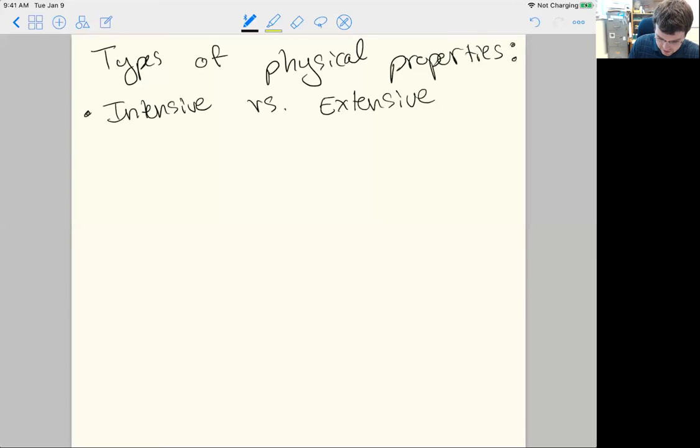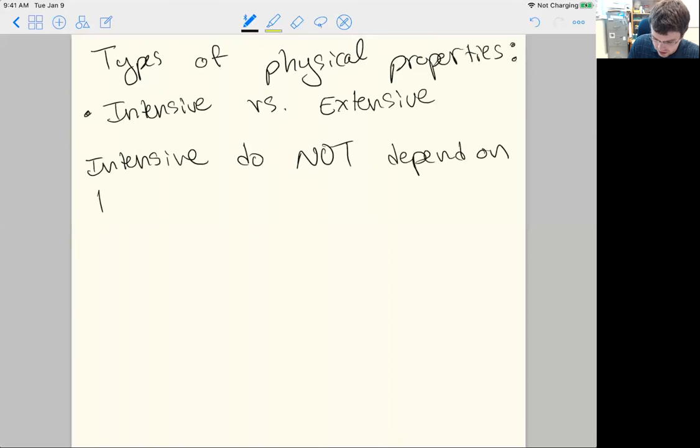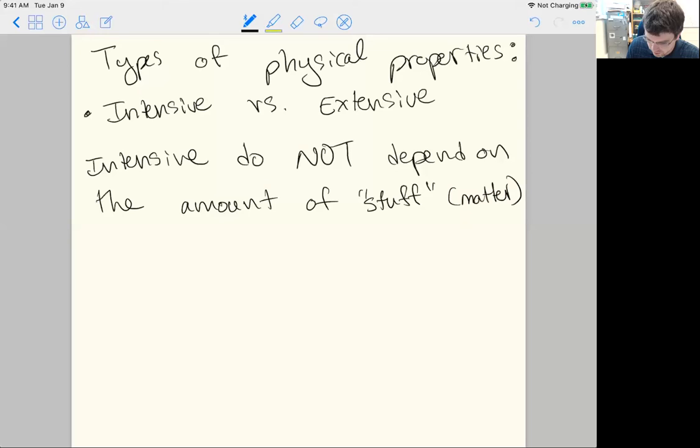So intensive physical properties do not depend on the amount of stuff we're working with. Now, stuff is a nice word because it's something we can all grapple with, but a better word would be matter. So it doesn't depend on the amount of matter that we have, okay?